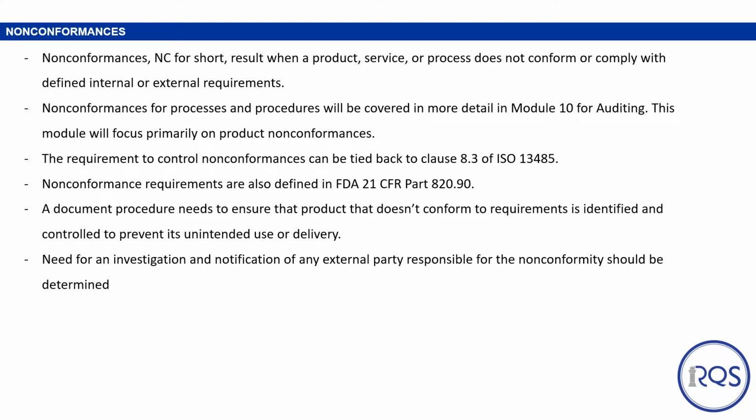The requirement to control nonconformances can be tied back to Clause 8.3 of ISO 13485, as well as FDA's CFR 820.90. Organizations are required to document procedures to ensure that product that doesn't conform to requirements is identified and controlled to prevent its unintended use or delivery. The organization also needs to determine the need for an investigation and notification of any external party responsible for the nonconformity.